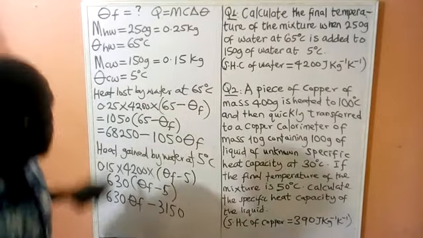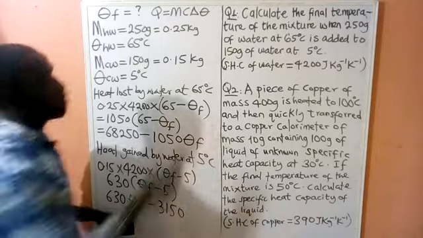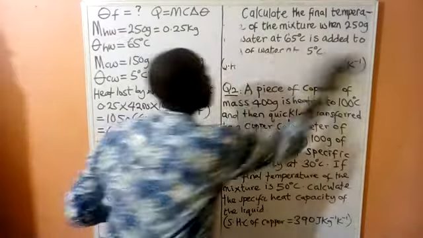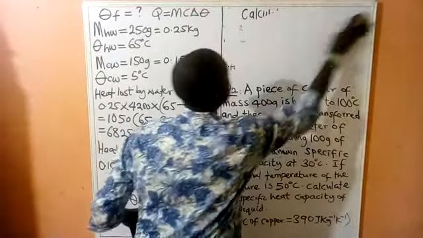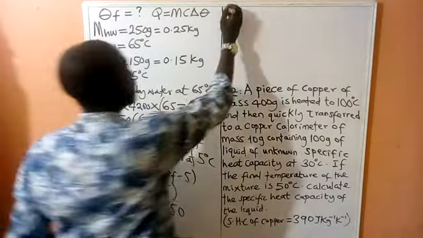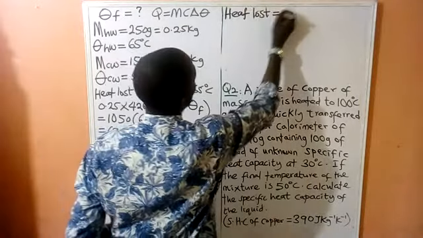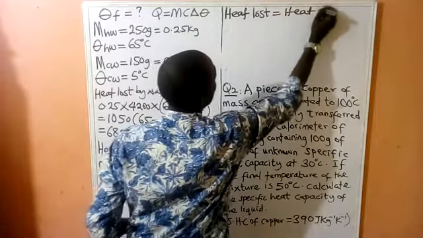So we are now saying that the quantity of heat lost equals the quantity of heat gained. So let's go. We have the first one here. Heat loss. Just analyze heat loss. Heat loss equals heat gain.